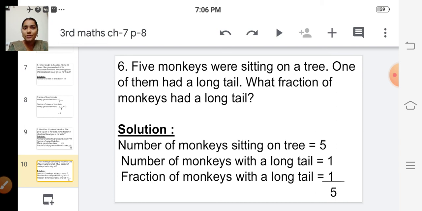So now it's your part. Okay, so you have to try all the problems in your textbook. Just make a try, and check with the answers. Okay, children. So you have to read carefully. Then only you can answer the questions.